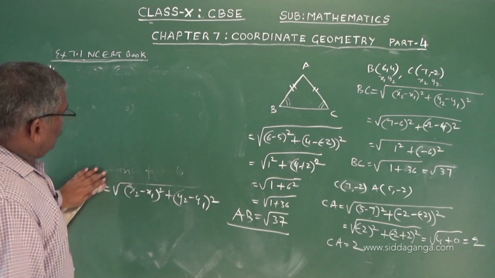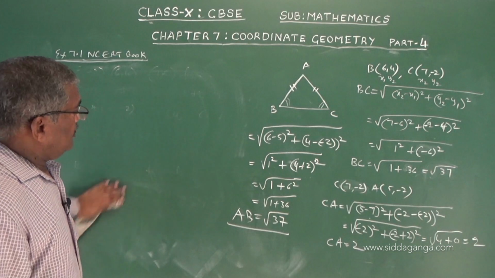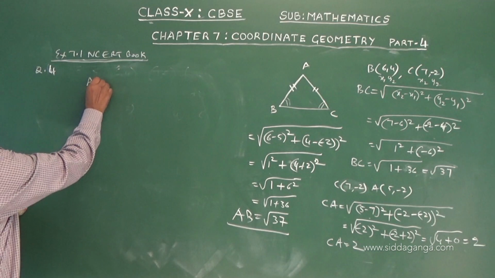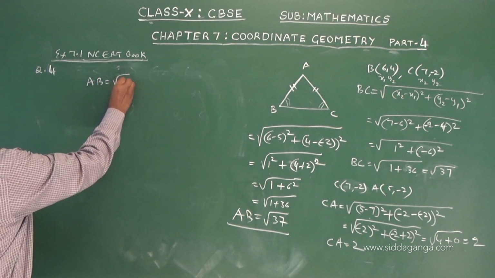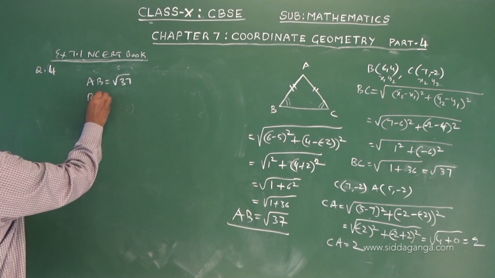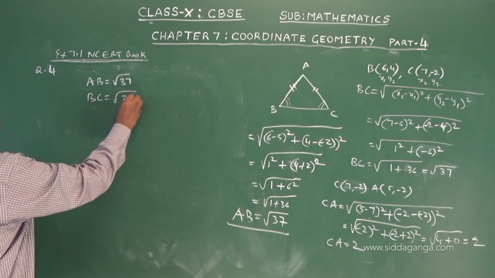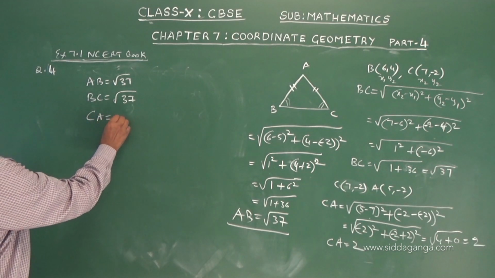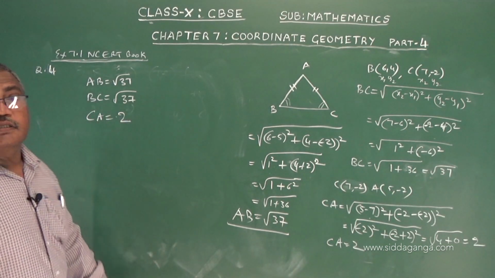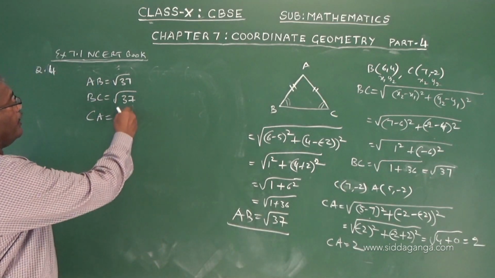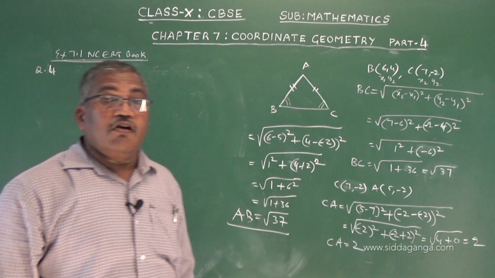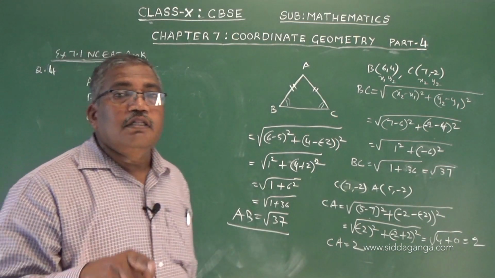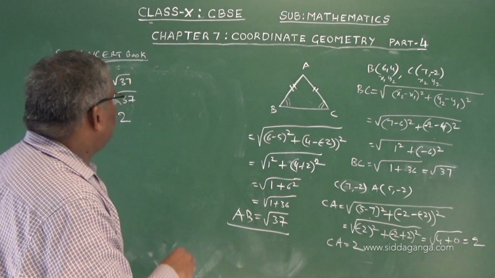Now you can observe, the conclusion is also very important. So we got AB equals root 37, BC equals root 37, CA equals 2. So if you add any 2, it will not be equal to the third one. So therefore we can say they are not collinear. That means they are forming a triangle.